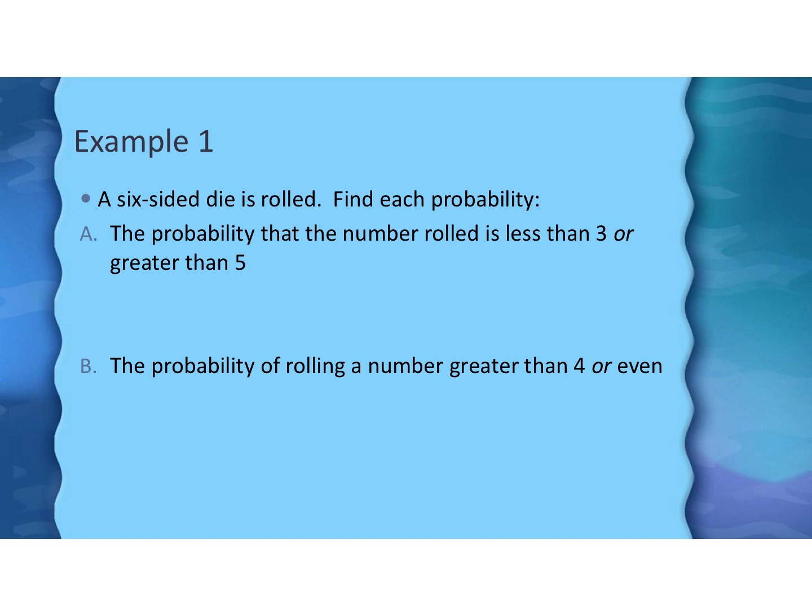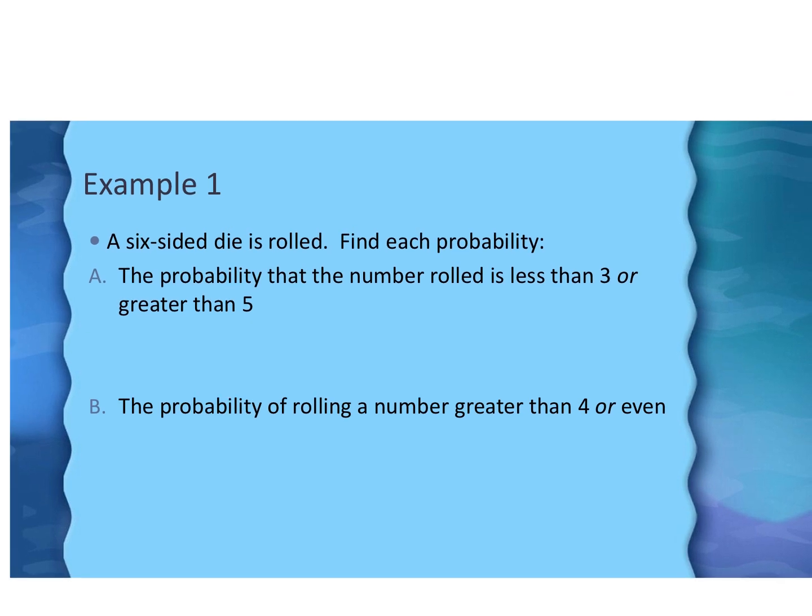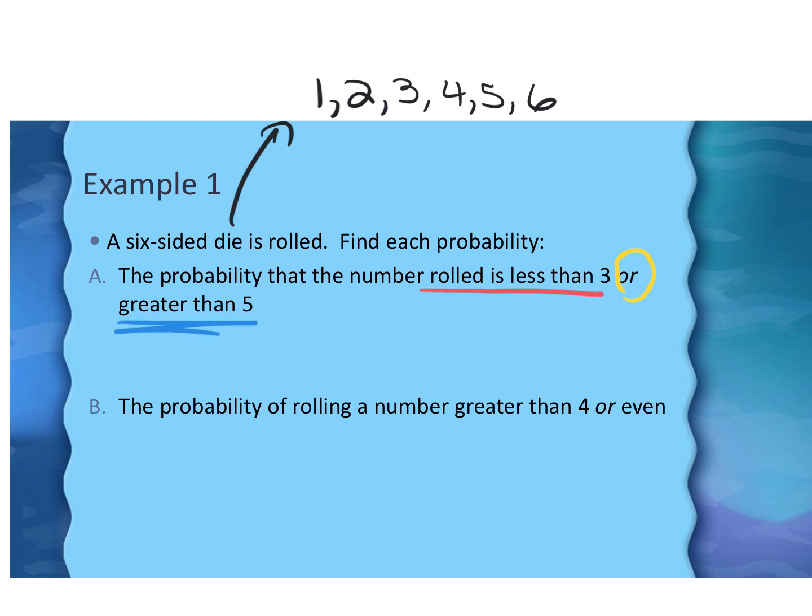Okay, so for example 1, we're talking about rolling a 6-sided die, so a regular number cube. So remember, when we roll a dice, the outcomes we can get are the number 1, 2, 3, 4, 5, and 6. So rolling a dice, they want us to know what is the probability that the number rolled is going to be less than 3 or greater than 5. So notice the word or here.